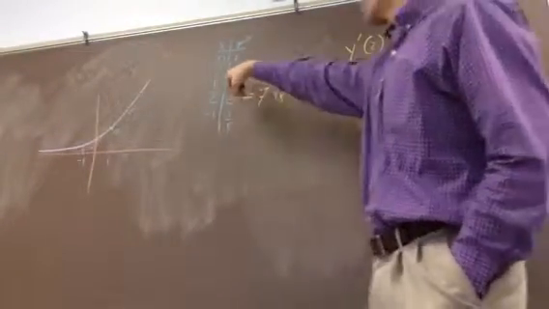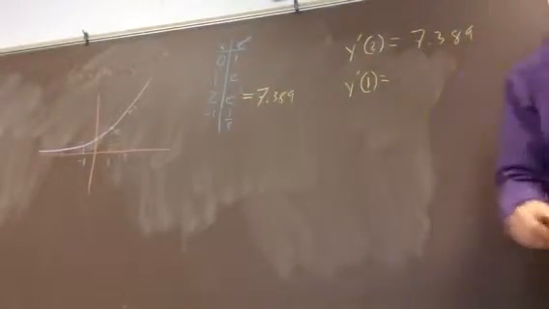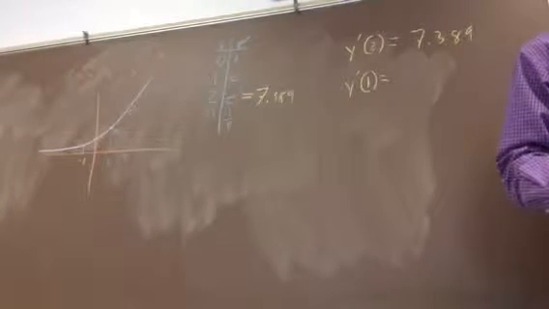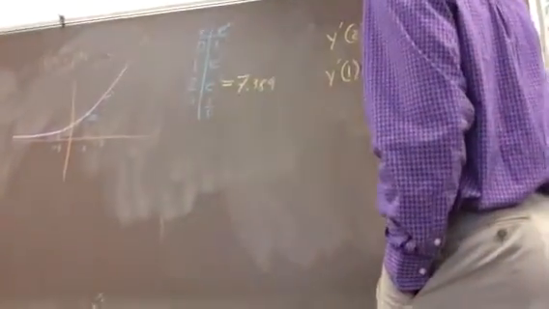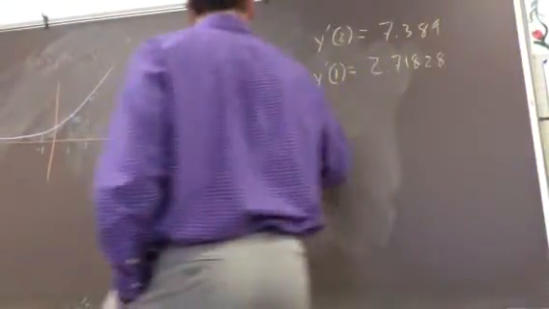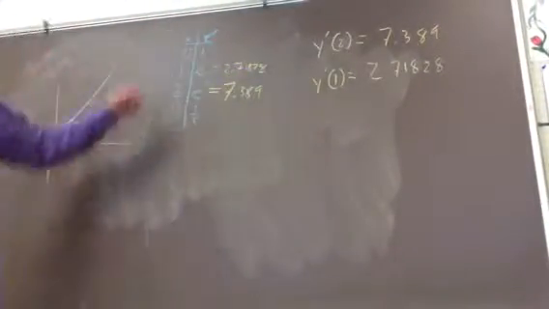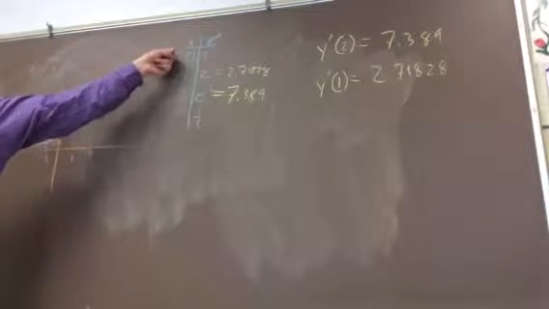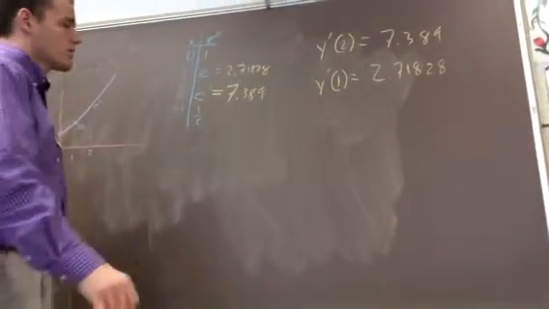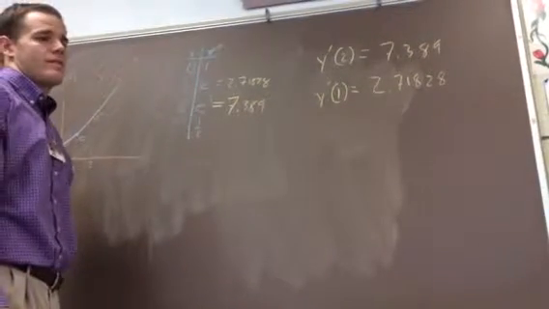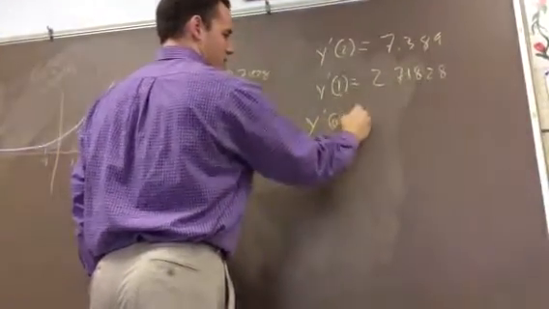Okay, try it at 1. What is y prime of 1? 2.71828. Wait. Okay, fine. Let's try at 0. Find the derivative at 0. 1. You're kidding me. No way. Are you serious? So the derivative at 0 is 1.